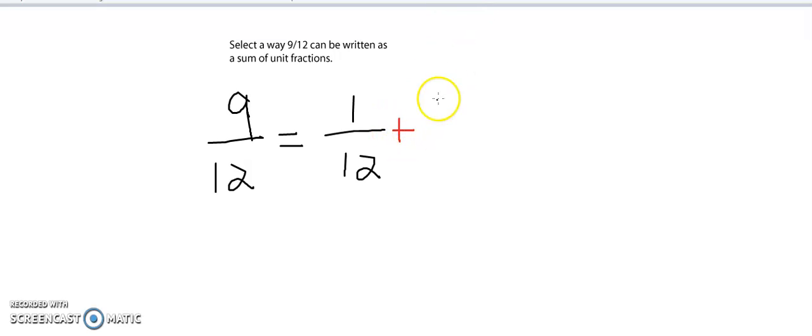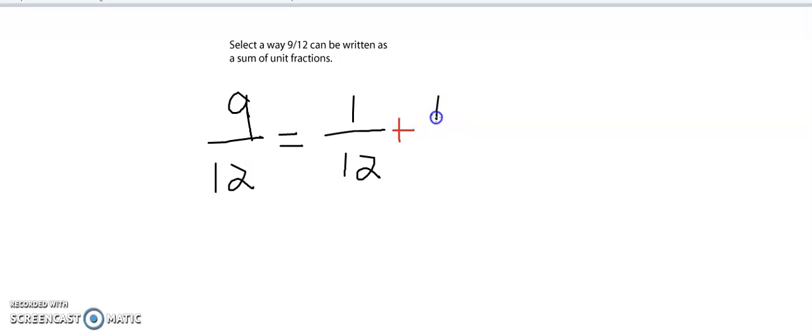Our next question says, select a way 9/12 can be written as a sum of unit fractions. So we'll write down our 9/12 first. 9/12 equals, in unit fractions, remember my numerator is always 1, so my denominator will never change: 12. So 1/12, can't forget my plus sign, plus, and how many would I need here? How many unit fractions? 1, 3, 5, 7, or 9? You said 9, that is correct.